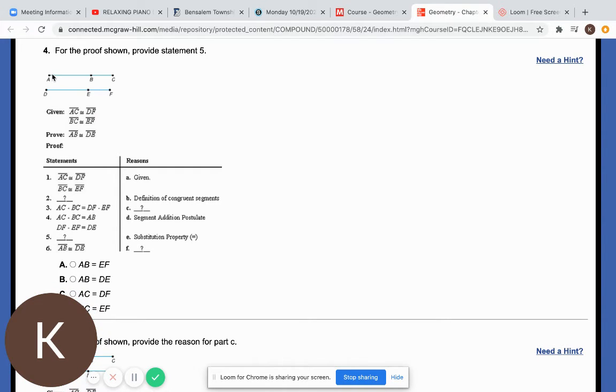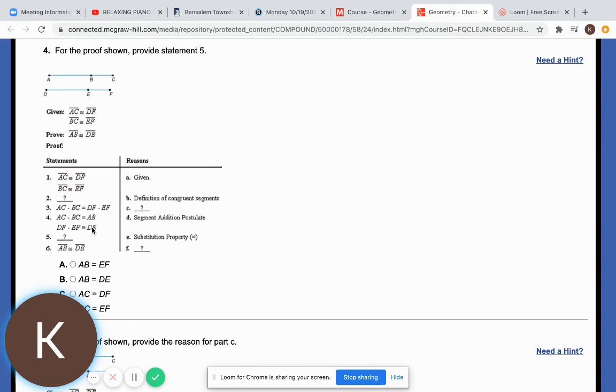AC minus BC. So the whole segment here minus this section of the segment is going to leave us this section. Okay, we know that from the segment addition postulate. We also know down below that if you have DF minus EF, so the whole segment minus this section of the segment is going to leave us this section, DE. Okay, we know that from the segment addition postulate. So we know that AC minus BC equals AB, right? And we know that DF minus EF equals DE, okay?